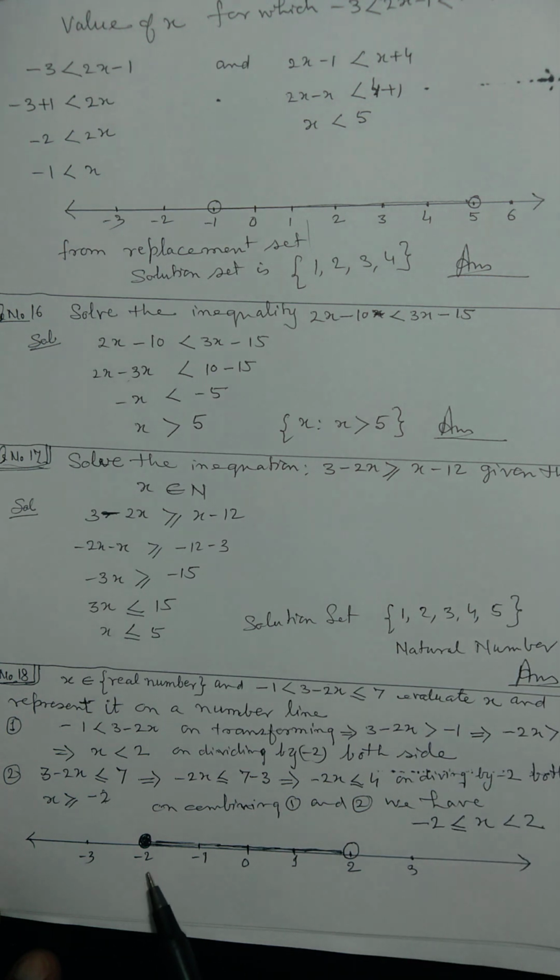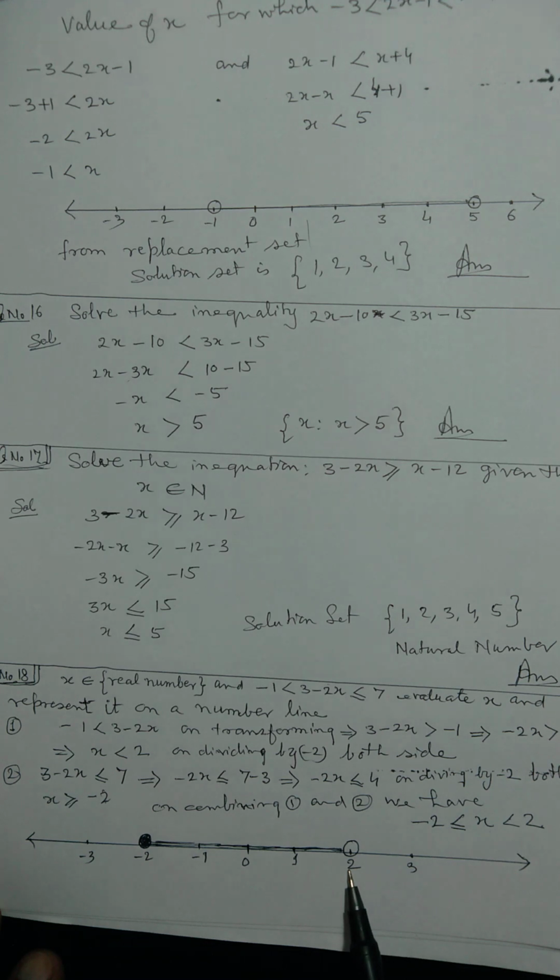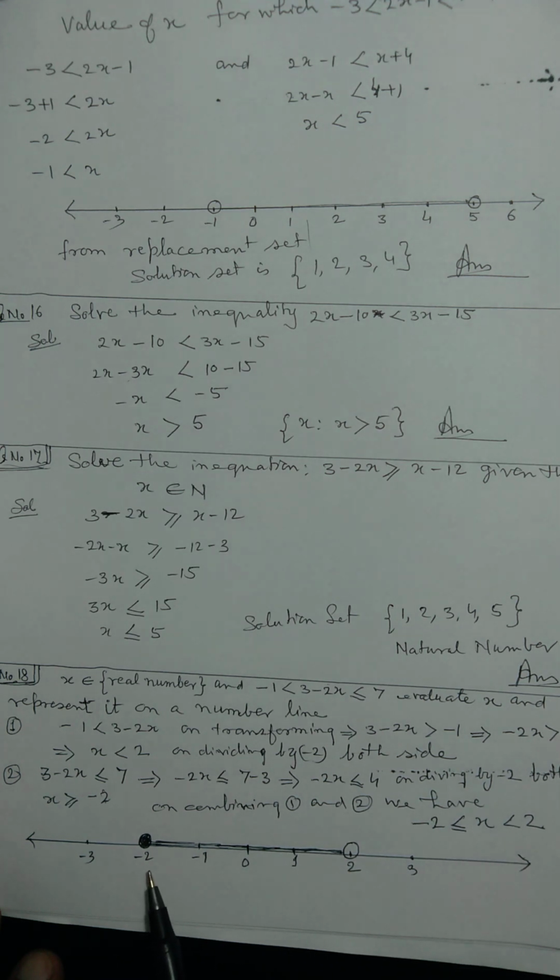Here you see, on the number line I have represented it. See minus 2 here, it has been darkened because minus 2 is included and 2 is positive, 2 is excluded. And all these points will be on the number line. So this line is darkened. So this x belongs to real number and the range will be from minus 2 to 2, where minus 2 is included. This will be the answer of question number 18.